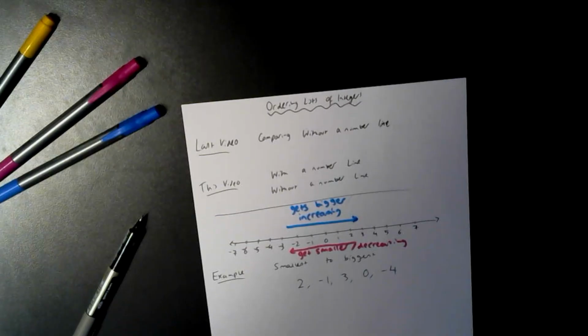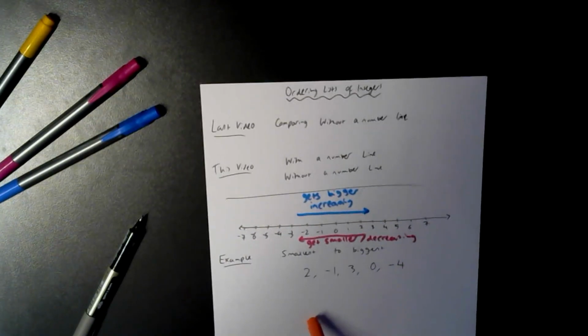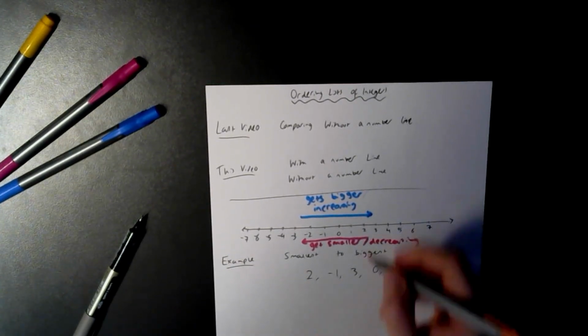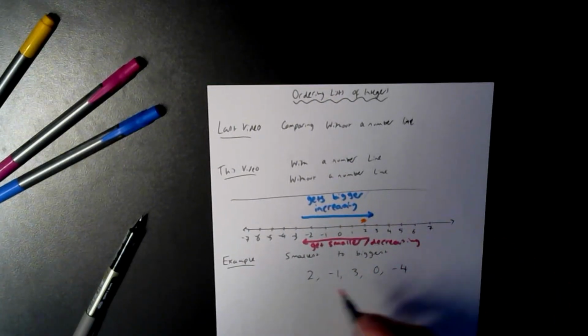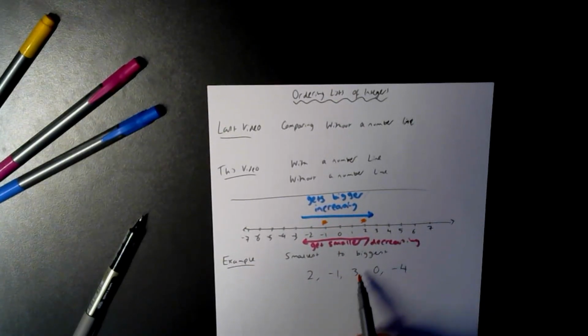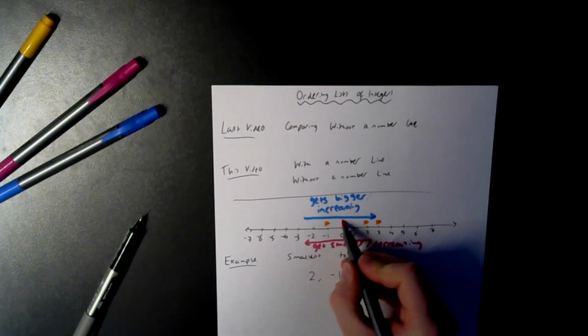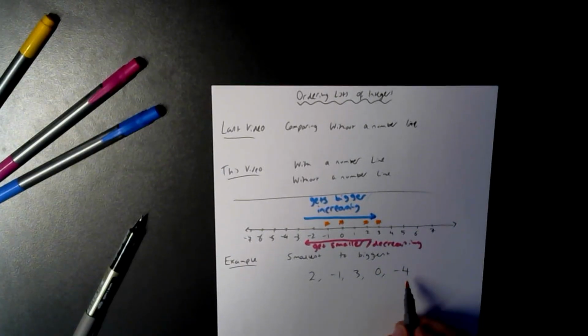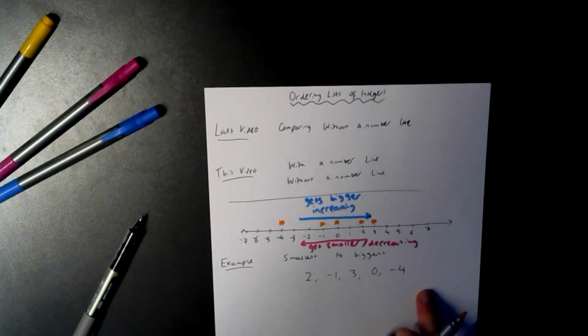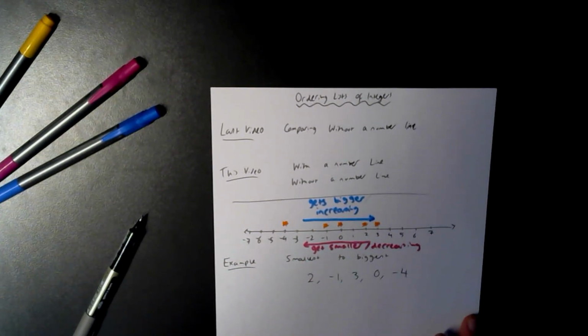In order to do this, what we first need to do is find where all of these numbers actually are on our number line. So let's have a go and mark them on. Well, first we've got 2, which is there. And then we've got -1, which is just here. 3 is over here. 0 is there. And -4 is there. Okay. So we've got 1, 2, 3, 4, 5, 1, 2, 3, 4, 5. So we've got all of the numbers marked on the number line.